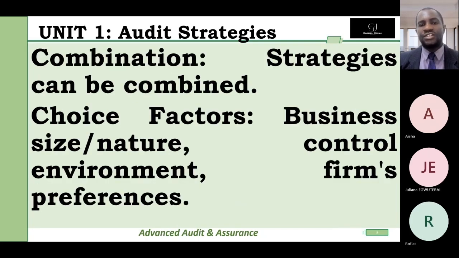And also a combination of these strategies in doing your audit can also be used. There's no hard and fast rule. So the choice depends on the business's size. How large is it? Is it small? Is it medium size? Is it large size? And also the control environment, and also what the audit firm prefers based on their risk assessment. It's very important. So there's no hard and fast rule.